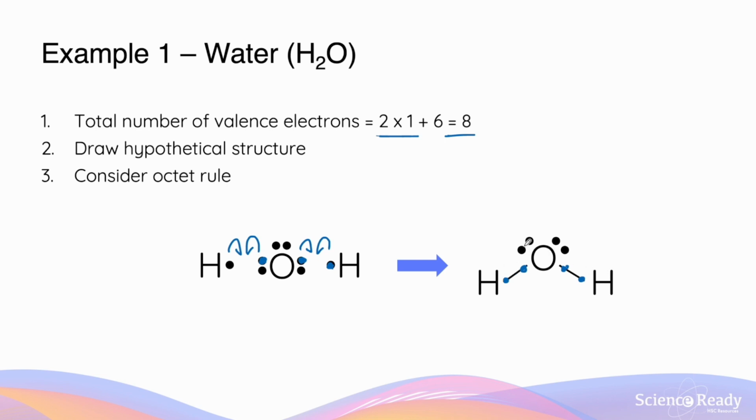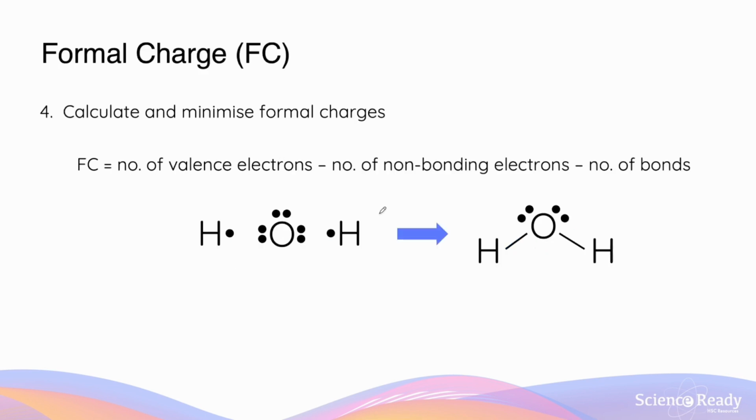What about for oxygen? Well, oxygen has 4 non-bonding electrons and 4 bonding electrons in the 2 covalent bonds. So this adds up to 8, which again helps oxygen complete its octet rule, or the outermost shell. The last step, once the octet rule has been satisfied, is to calculate and minimize formal charges.